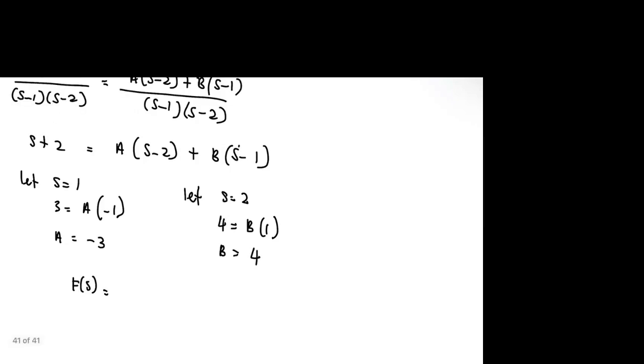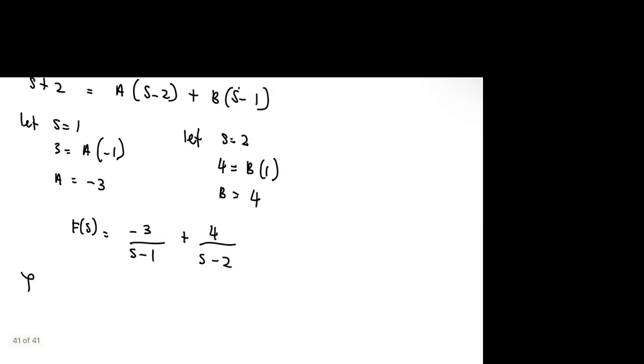Let s equal to 2. So if s equal to 2, here will be 0. So 2 plus 2 equal to 4. A is 0. 2 minus 1 equal to 1. So B equal to 4 divided by 1. So B is 4. So now our fraction F(s), A is minus 3, so we have minus 3 over s minus 1 plus 4 over s minus 2.